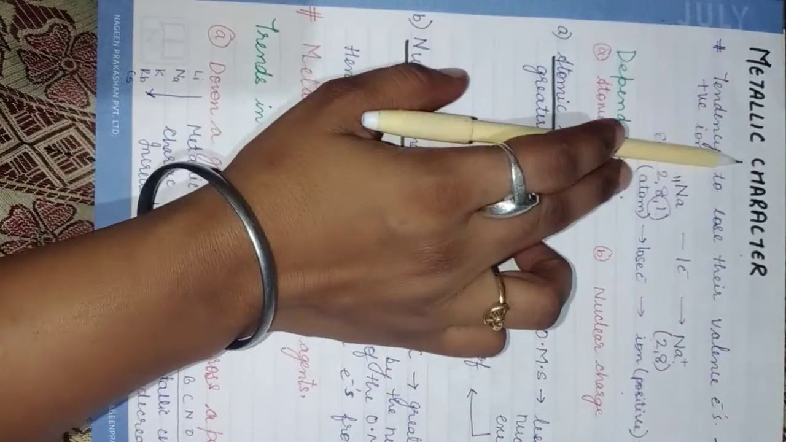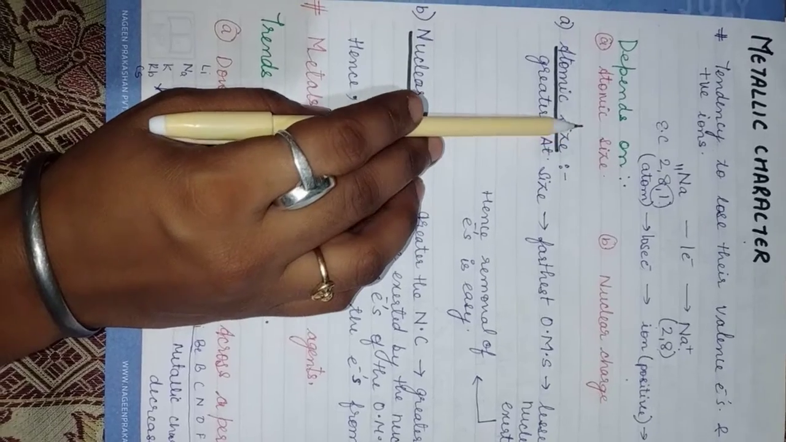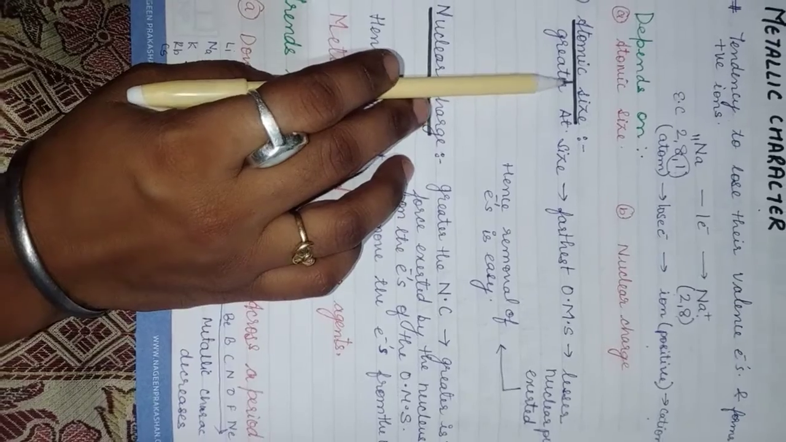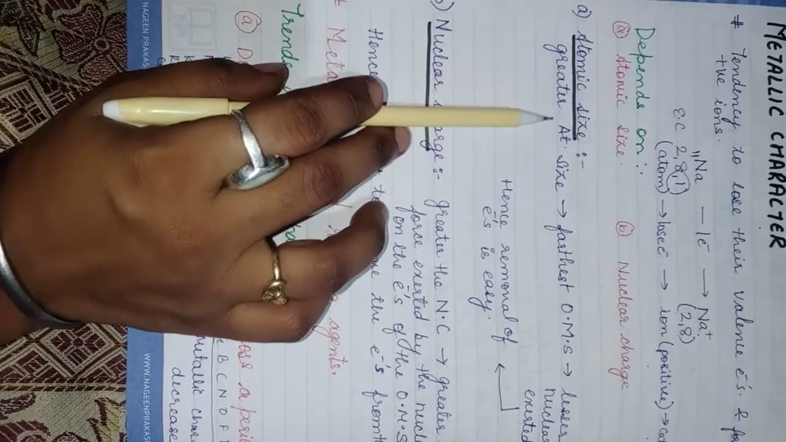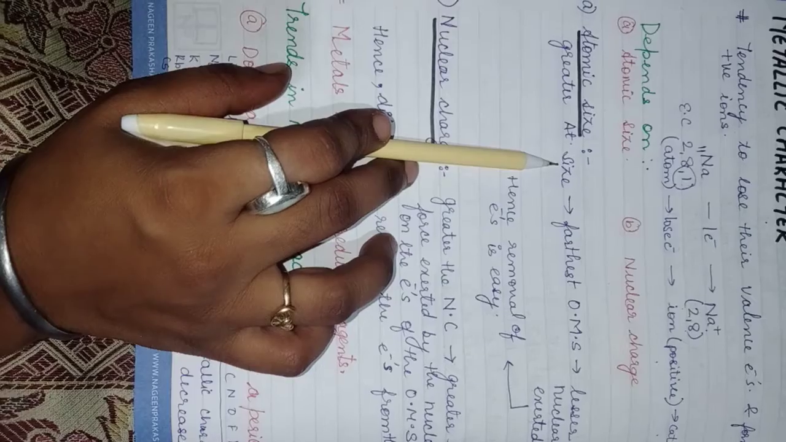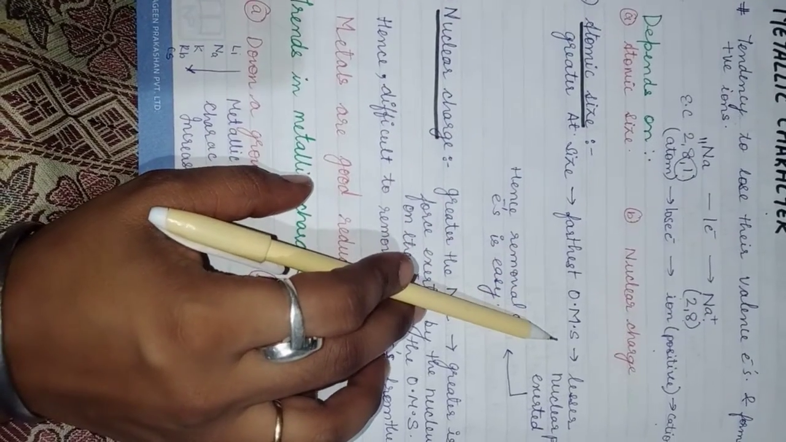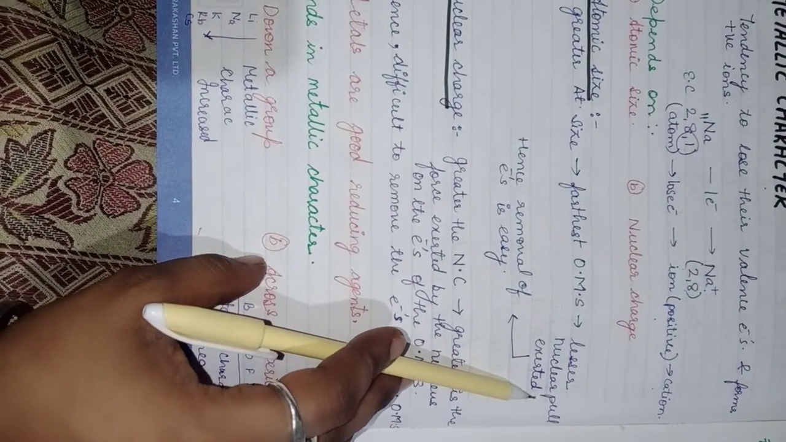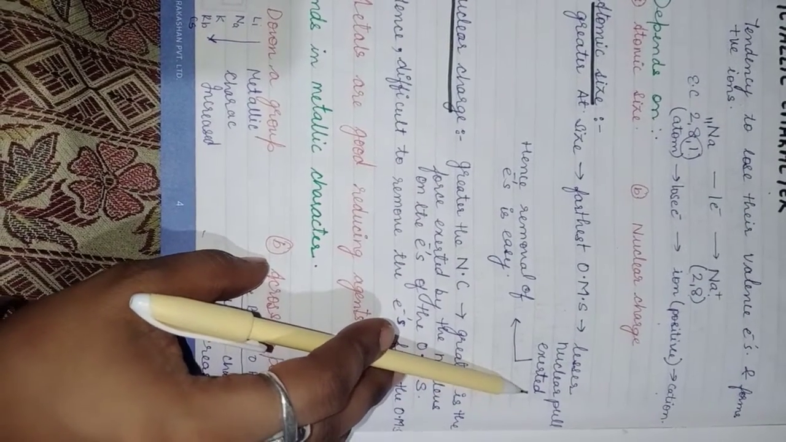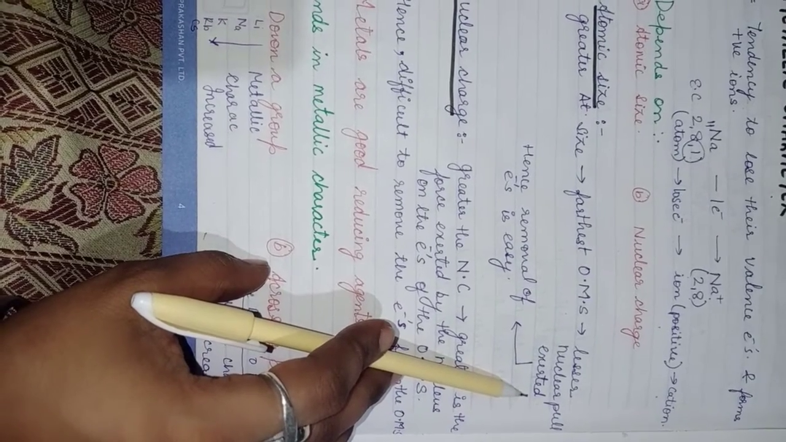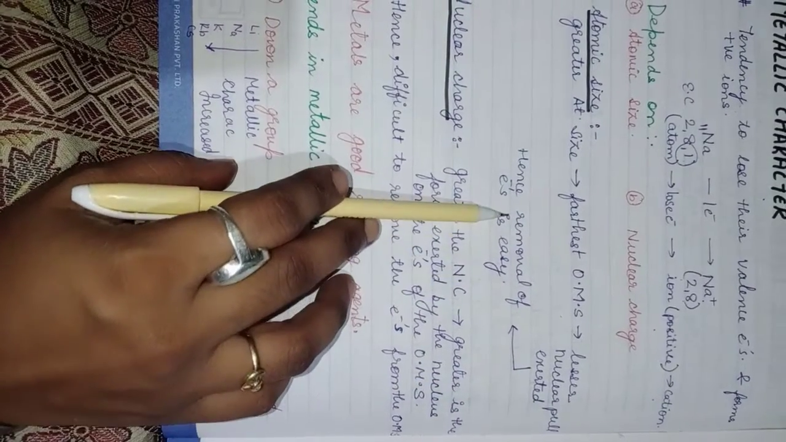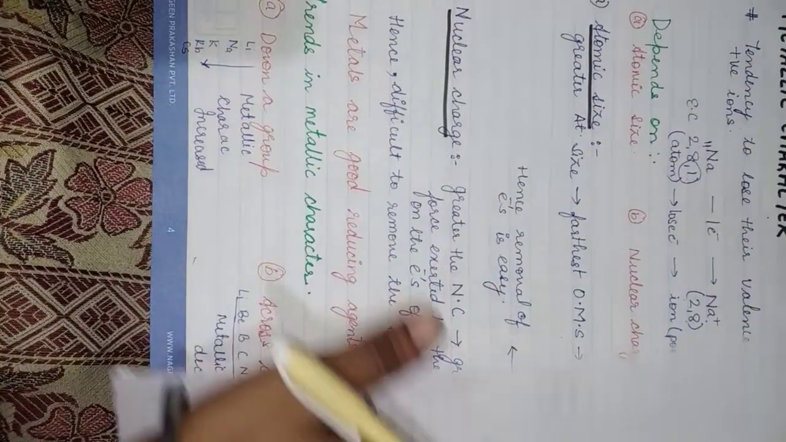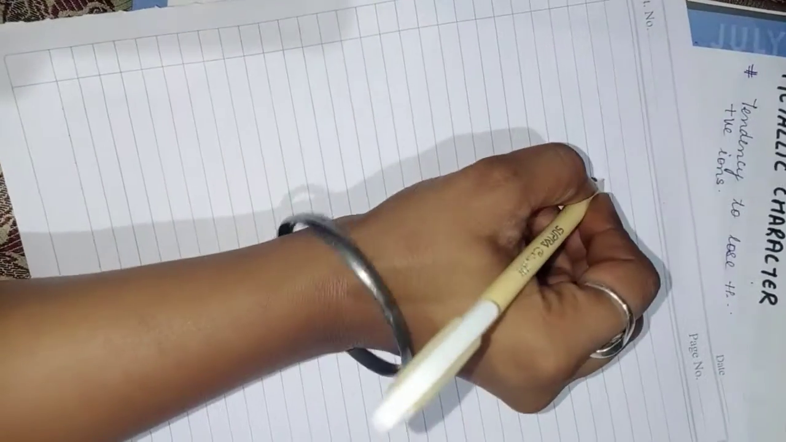Now, this metallic character depends on further two factors. One is atomic size and the other is nuclear charge. Now, how does the atomic size affect metallic character? Greater the atomic size, farthest is the outermost shell. Hence, lesser will be the nuclear pull or nuclear attraction exerted on the electrons of the outermost shell. So, hence, it will be very easy to remove the electrons. Are you getting?